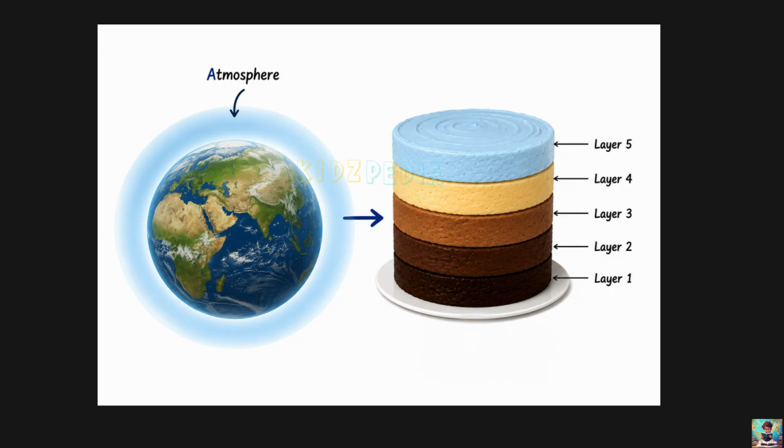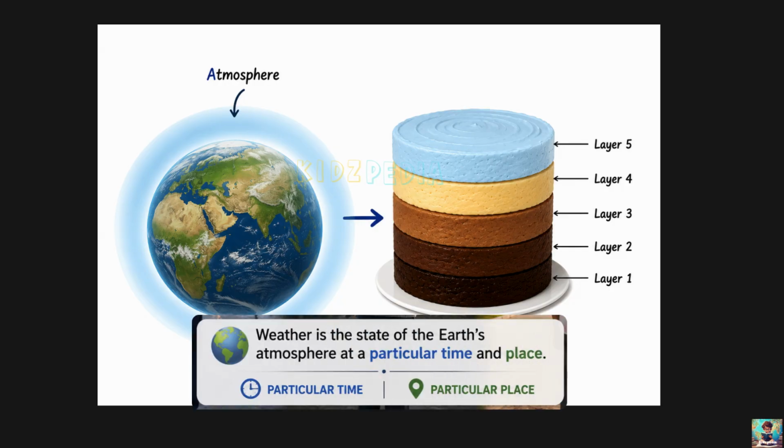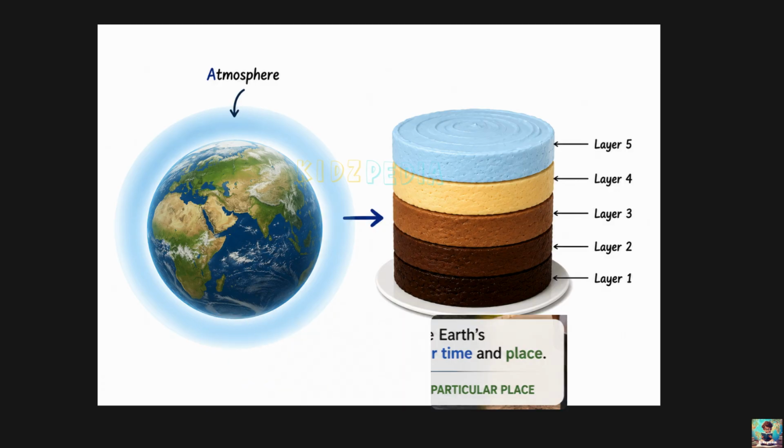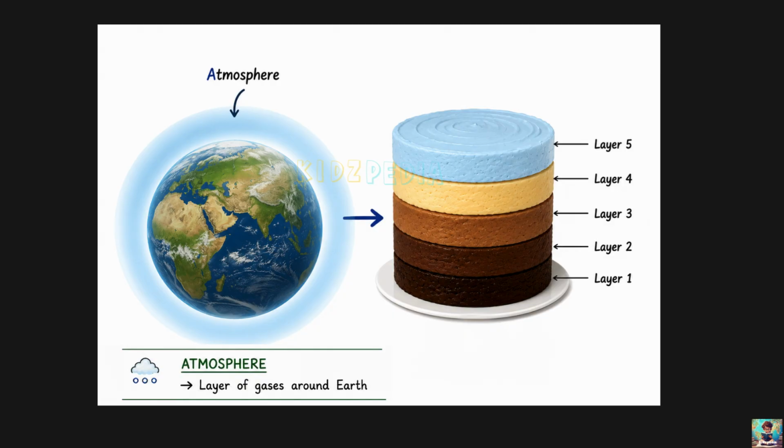Now, what is the atmosphere? In the definition of weather, they mentioned the word atmosphere. So, what is the atmosphere? The atmosphere is simply the layer of gases surrounding the earth. They call these gases air. You can imagine the atmosphere like a cake with different layers. Each layer has its own importance, but here we only need to remember one layer, troposphere.